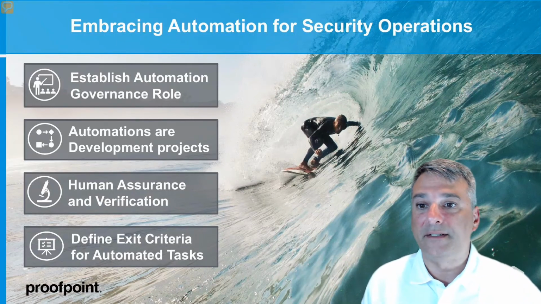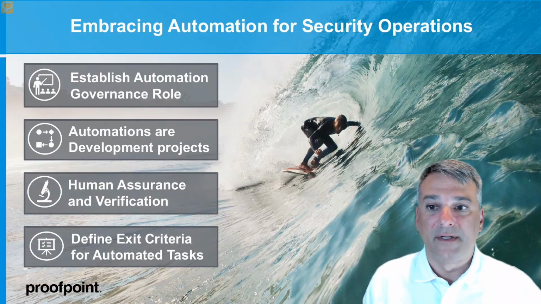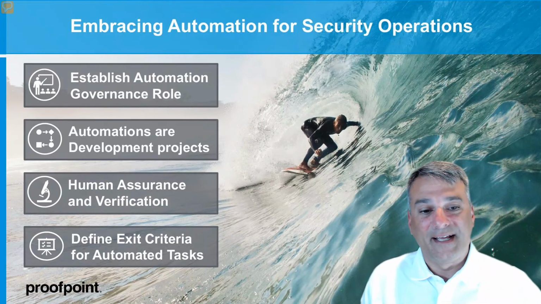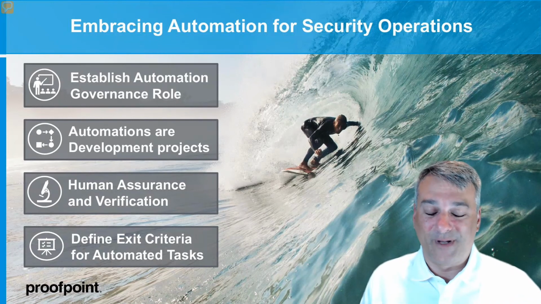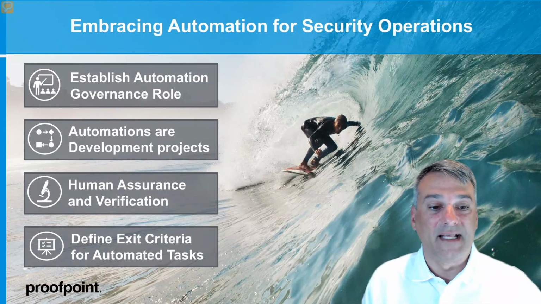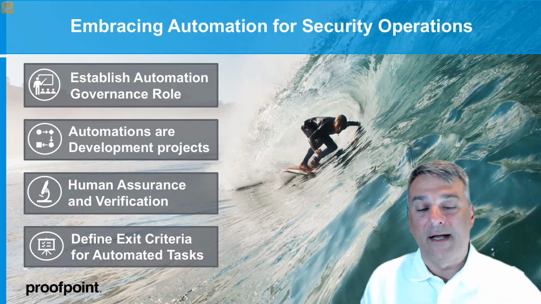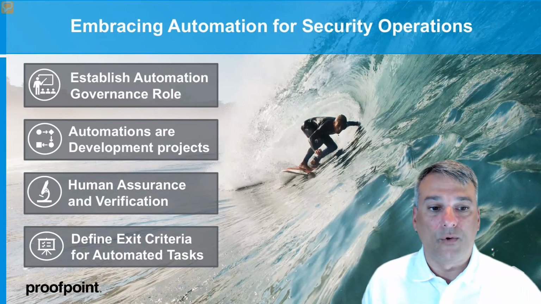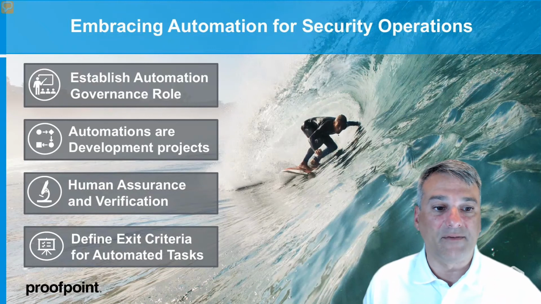Our third point here is periodic human verification. To me, assurance and oversight is the key. If you think about Terminator 3 and Skynet, the whole point of that movie series was that there was no human oversight. We need to have human oversight, whether it's an assurance level or actually a verification or decision-making level. Have that written into your playbooks.